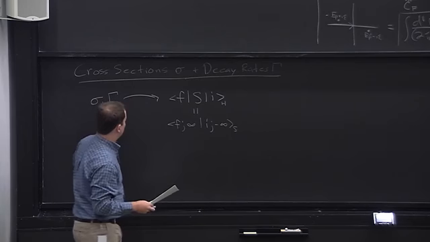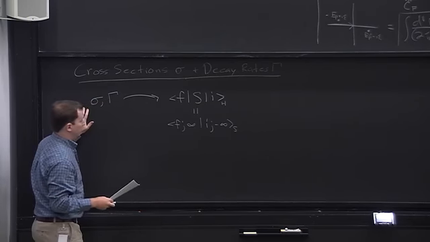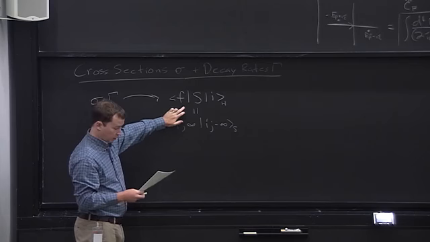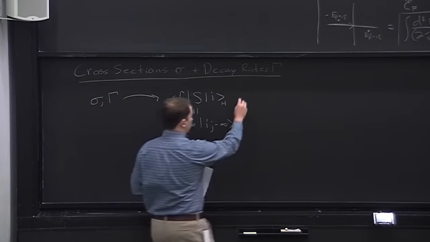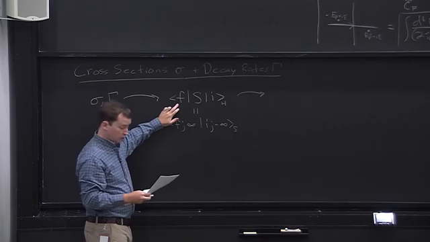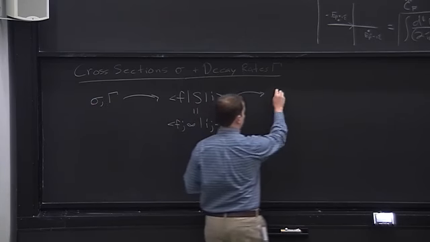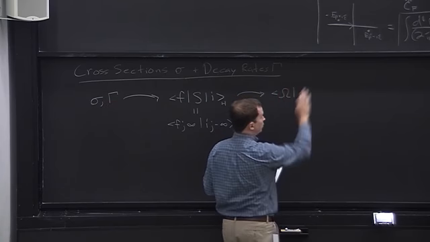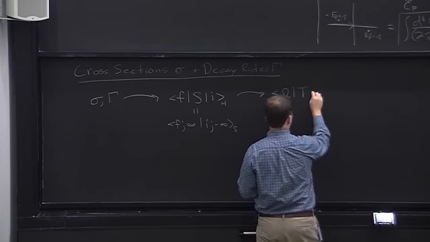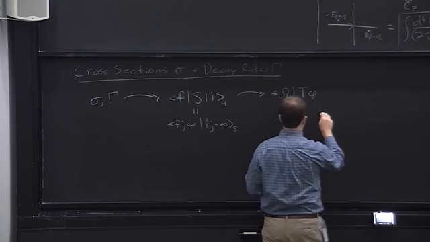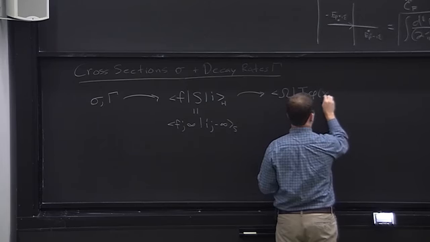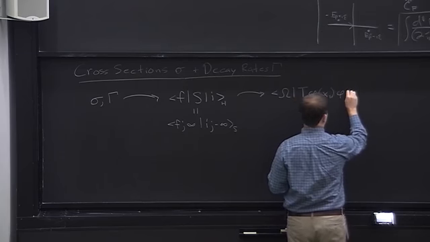That's how far we'll get today. We'll be able to relate these cross sections and decay rates to scattering amplitudes. And then tomorrow, we're going to relate these scattering amplitudes to objects that will look somewhat familiar. We've just seen an example that's very similar. So we'll relate these scattering amplitudes to n-point correlation functions or n-point Green's functions. These are different names for the same thing.